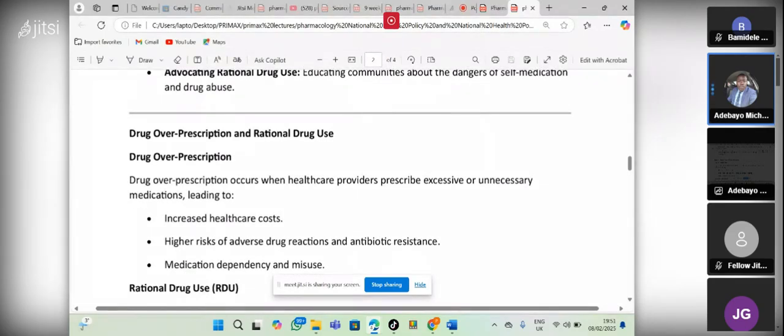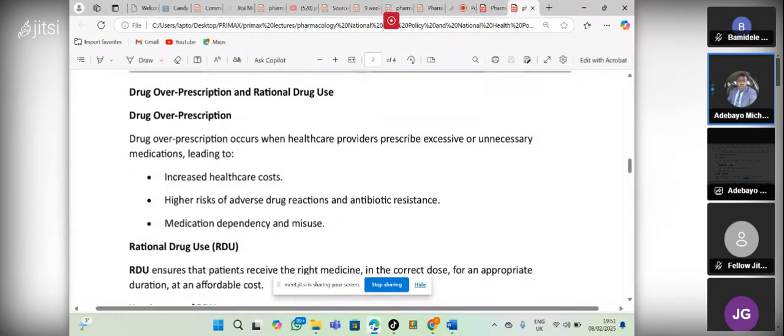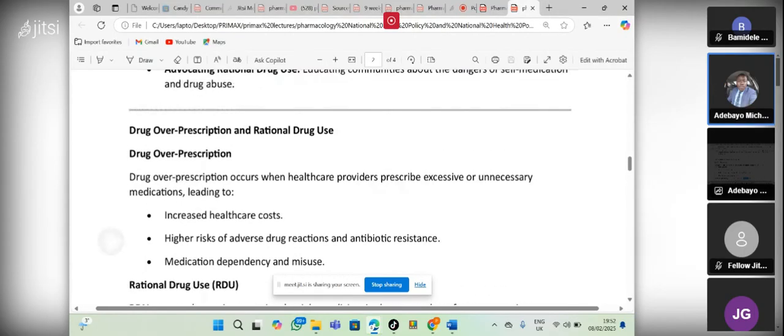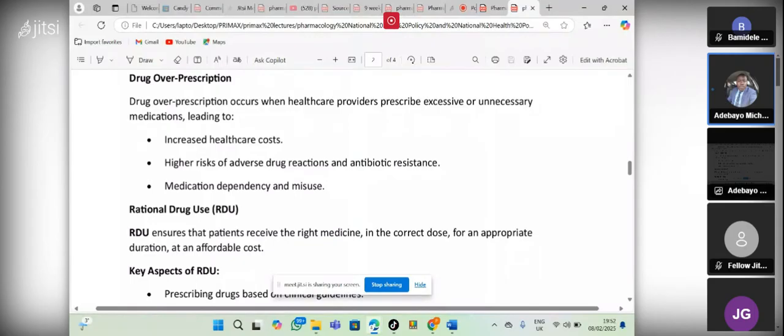Drug over-prescription and rational drug use. Drug over-prescription occurs when the healthcare provider prescribes excessive or unnecessary medication, leading to increased healthcare costs, higher risks of adverse drug reaction, and antibiotic resistance. So many times, with antibiotics, this program actually helps to prevent some of these things.